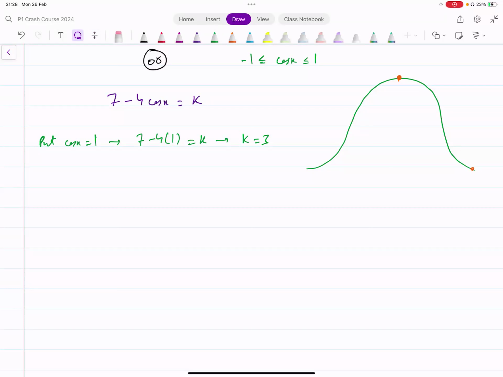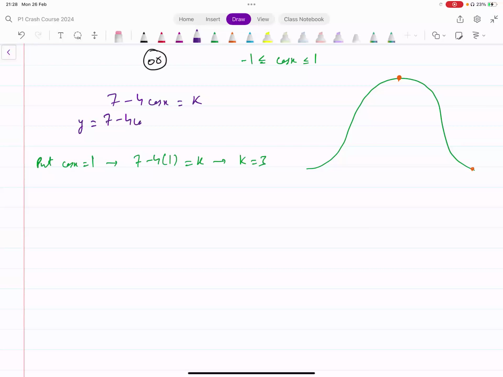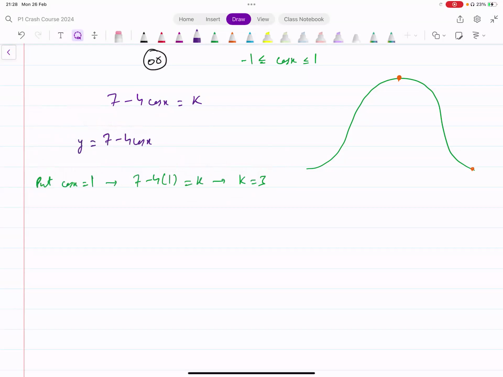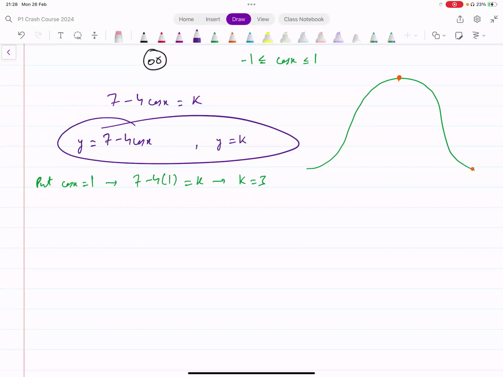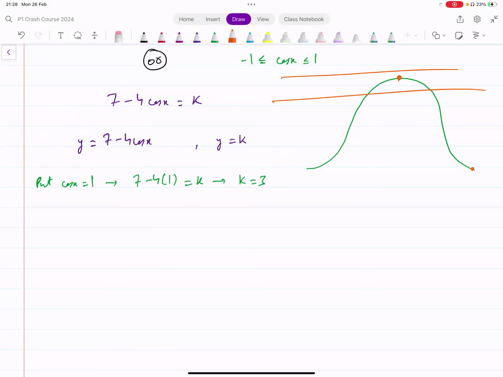Let me just write it like this. Let's focus on this function first of all. y equals 7 minus 4 cos x. Let's find the maximum point and the minimum point of this. Okay, so keep this separate. This is the function that we have on the left side, right? And on the right side, we have this function y equals k. These are the two functions. y equals k is basically a horizontal line, right? It could be like this.